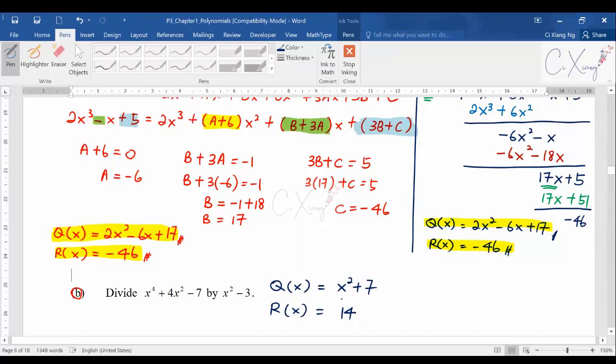If you cannot get the answer, please let me know so that I can point out which part you did wrongly.